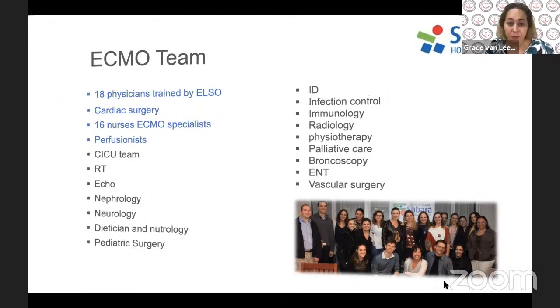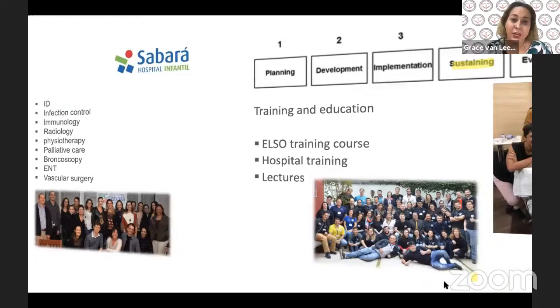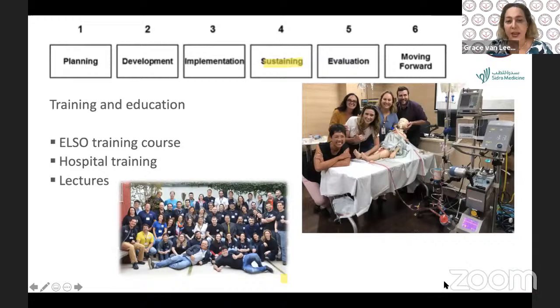Then the program was running well, and we knew that we had to sustain what we achieved. So we focus a lot on training and education. As I said, we sent a lot of our team to do the ELSO training course. We have an internal simulation and theoretical course as well, made by ourselves from the hospital for the team of the hospital, and everybody needs to be retrained once a year. And we have a series of lectures every month, so everybody can learn more.